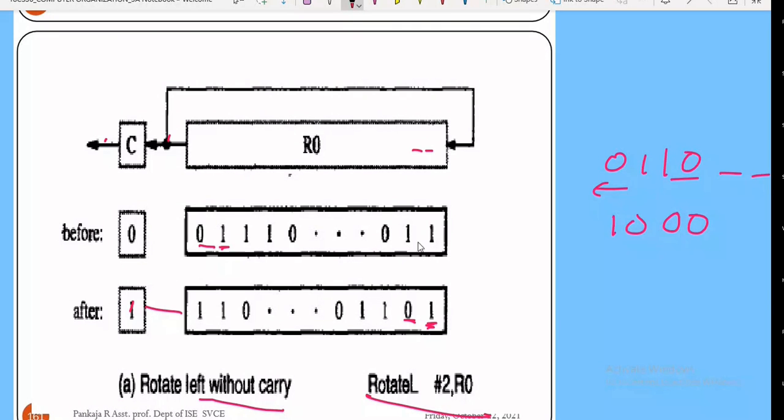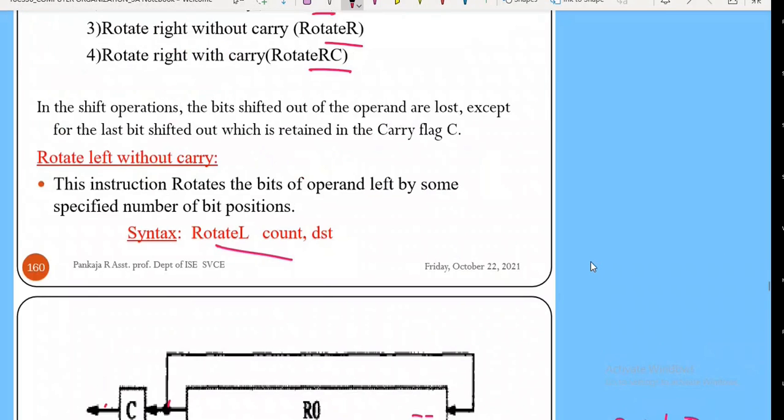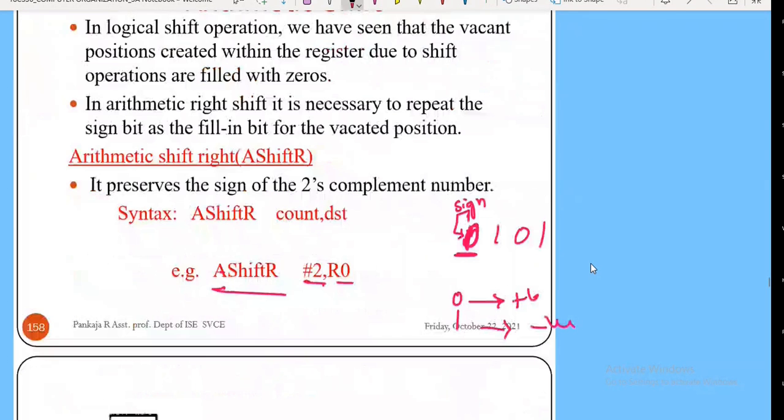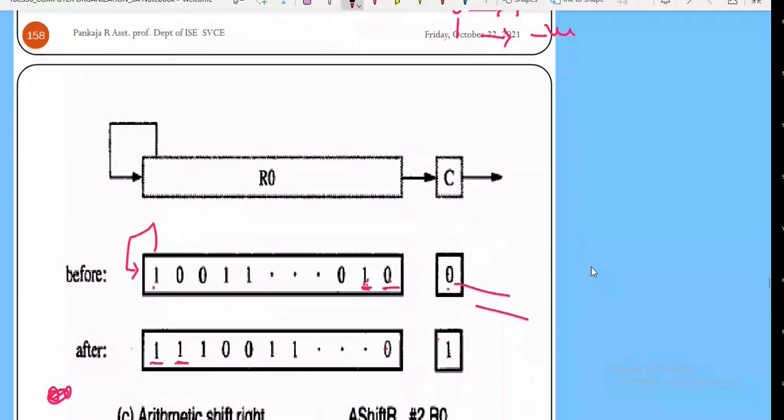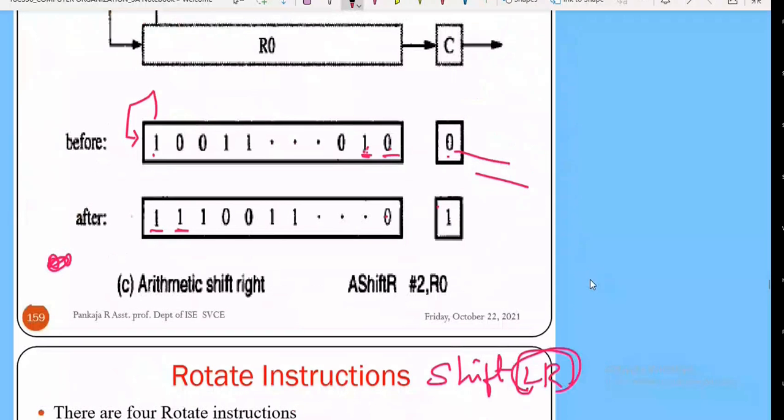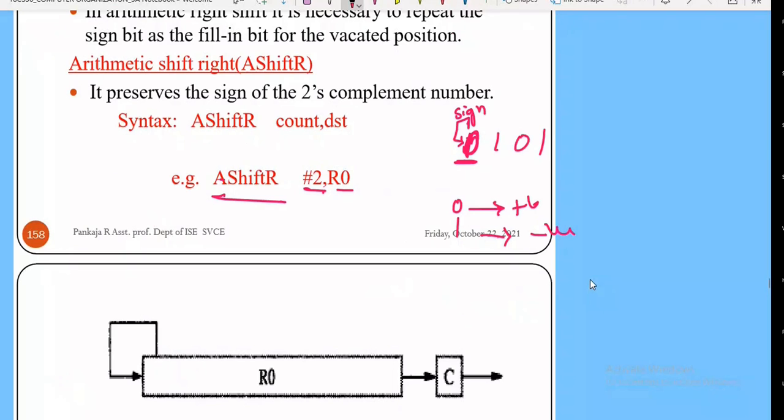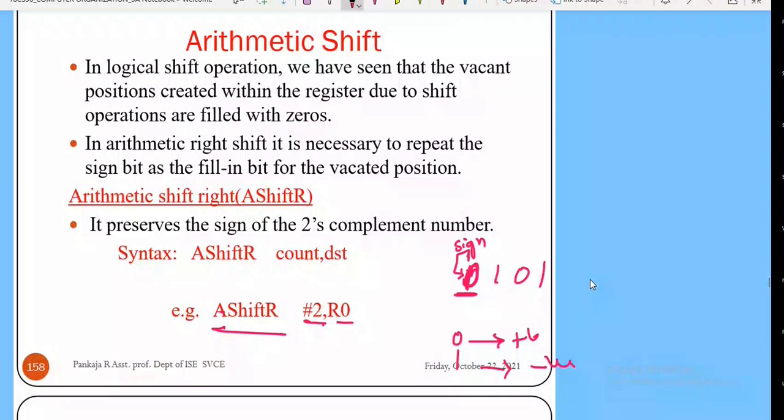Got it? But arithmetic shift L also, in that we can retain the previous value. Arithmetic, which one are you asking? Can you repeat your question? A shift L, ma'am. There is no A shift L. We are not going to worry about A shift L, because it is not required actually.